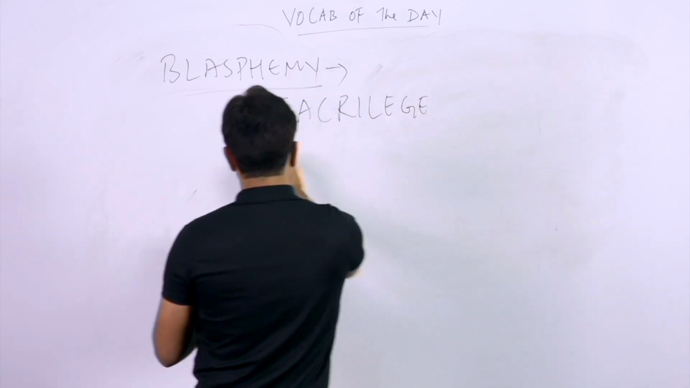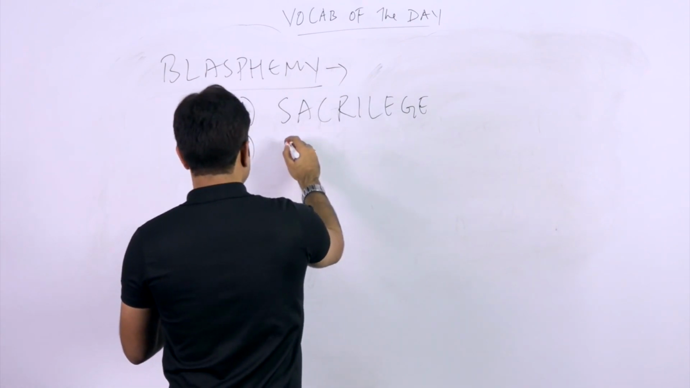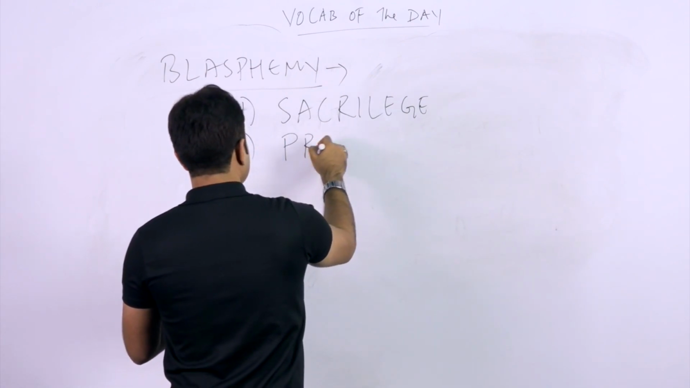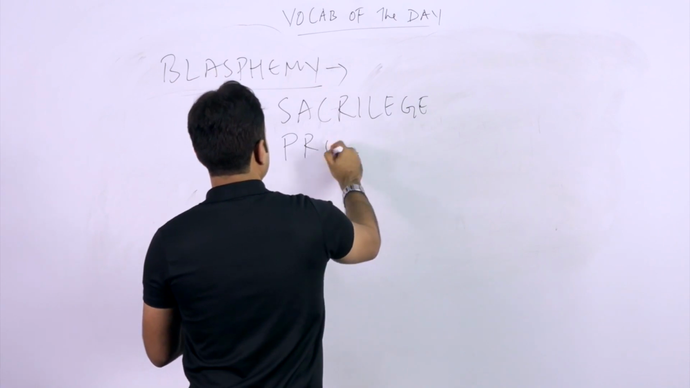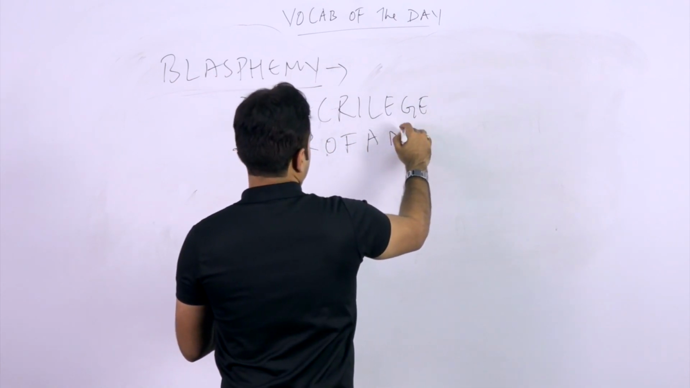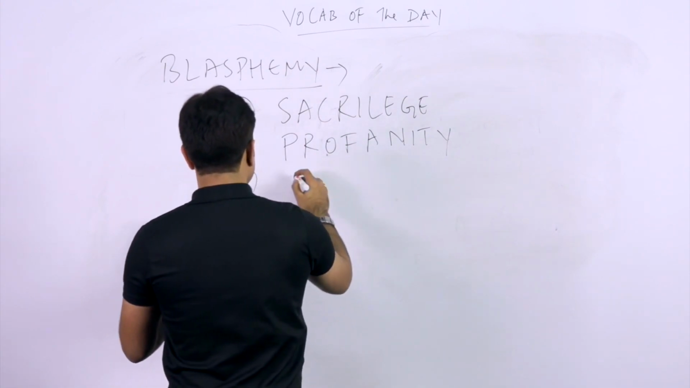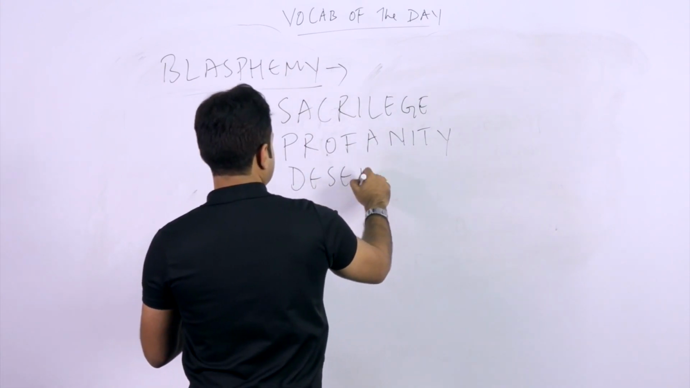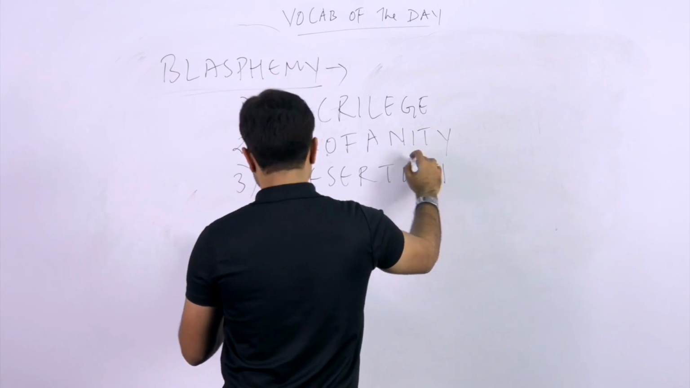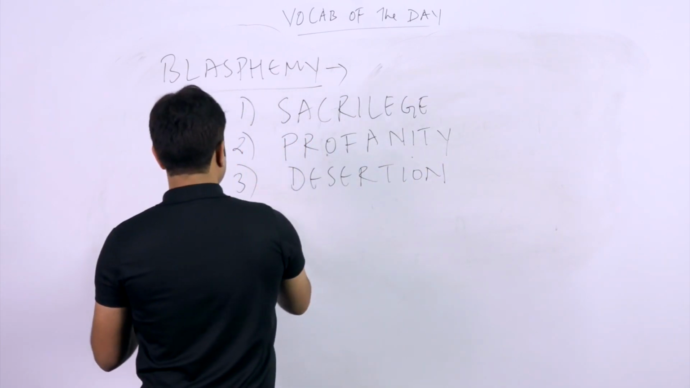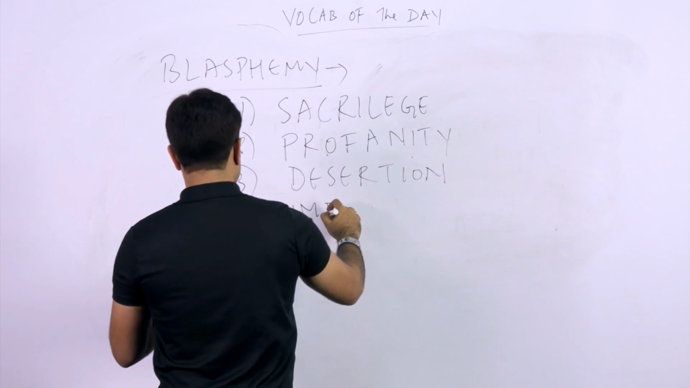S-A-C-R-I-L-E-G-E. It's sacrilege, first word. Next word you can use is profanity. P-R-O-F-A-N-I-T-Y. Profanity. Third word you can use is desertion. D-E-S-E-R-T-I-O-N. Desertion. The fourth word you can use is impiety.